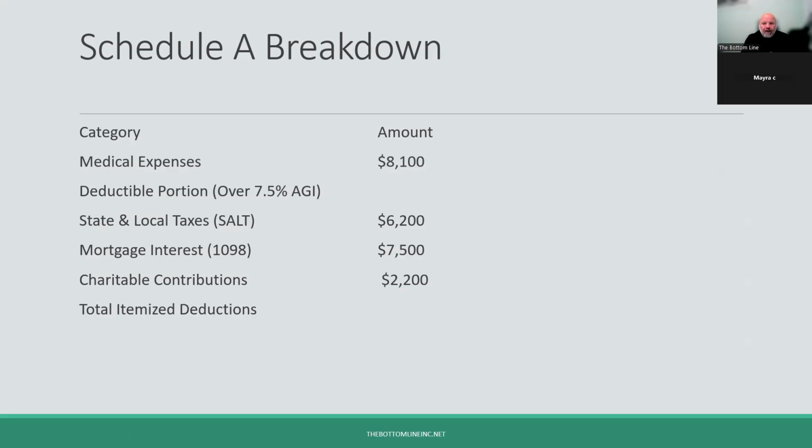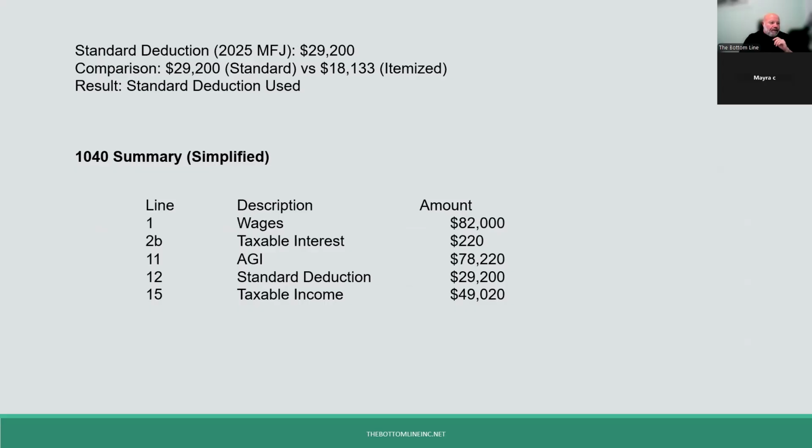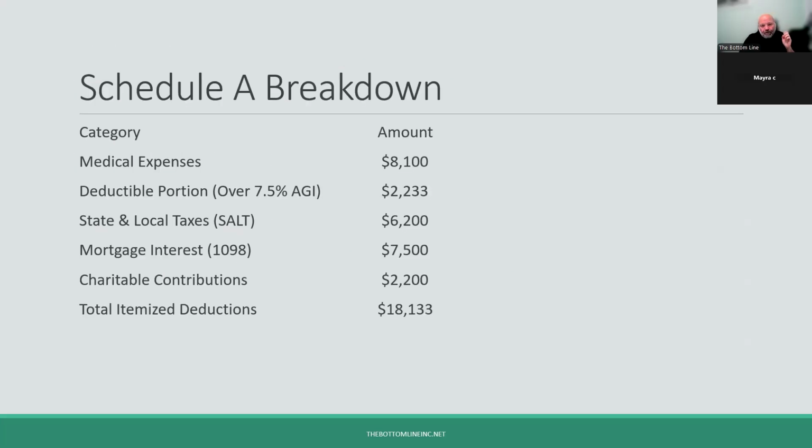Mortgage interest, 7,500 is deductible, and they made charitable contributions in the amount of $2,200. So we want to see, if we remember, what was our standard deduction for married filing jointly? I'm going to say our standard deduction was, I think, 9,000. The standard deduction was 29,200.